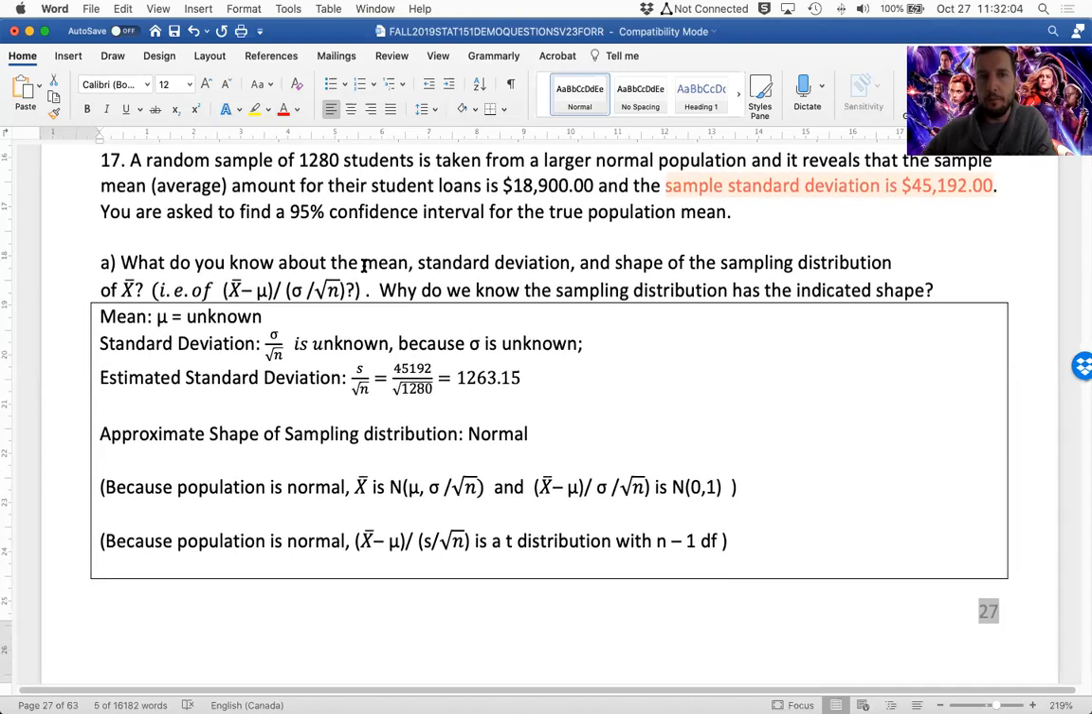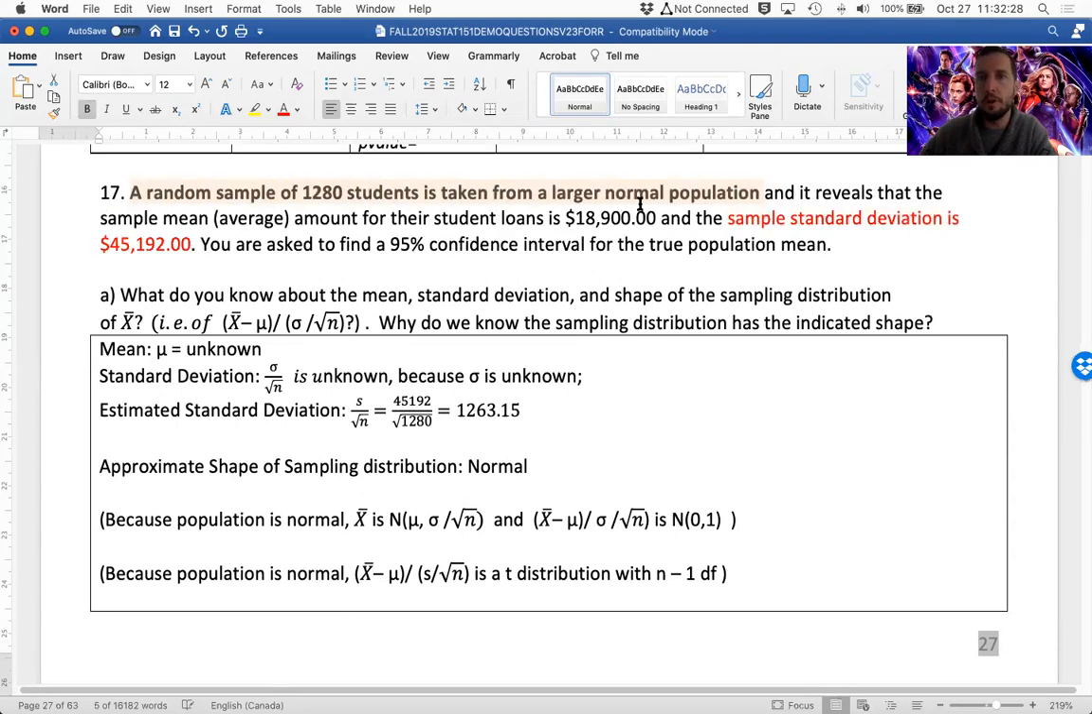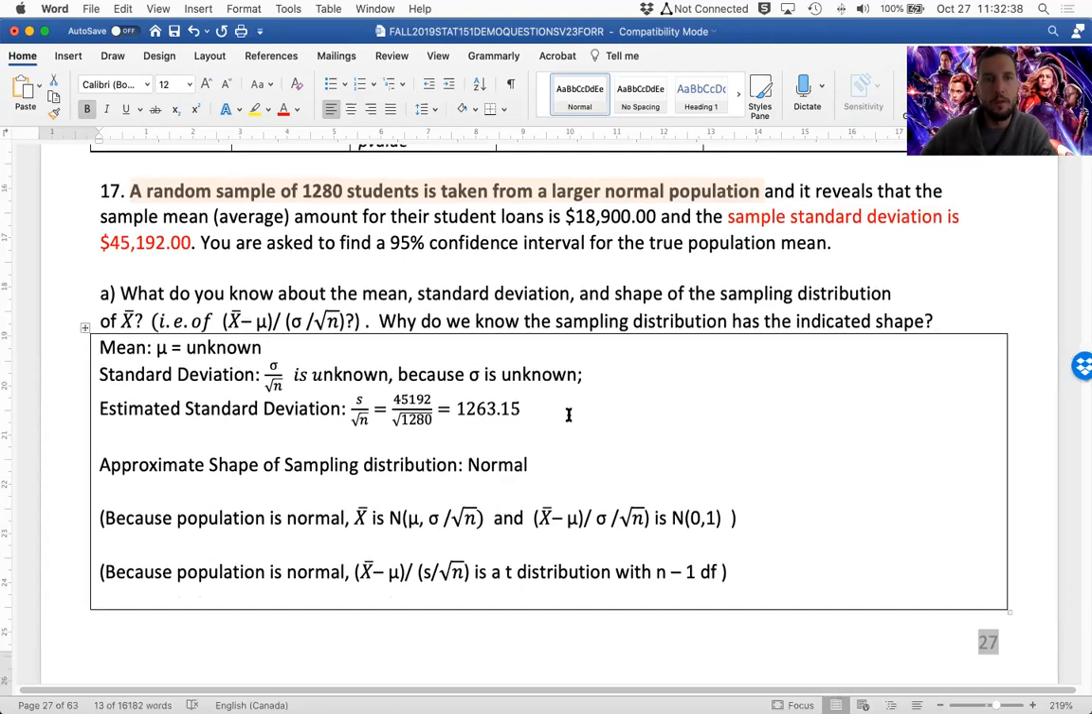What do you know about the mean, standard deviation, and shape of the sampling distribution of X bar, given the following information? Why do we know that this has to be true? Just before we get into this, a random sample of 1,280 students is taken from a larger normal population. That's an important sentence because it's telling us that the population is normal. So we are sampling from a normal population.